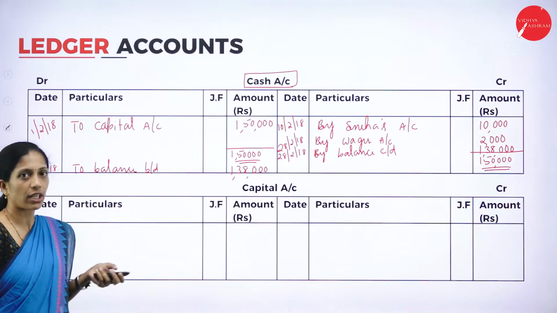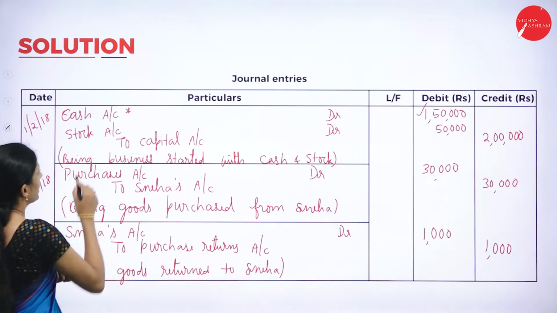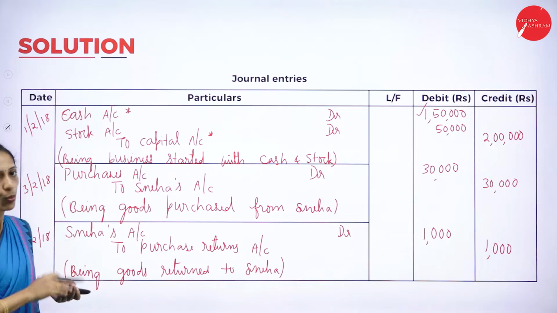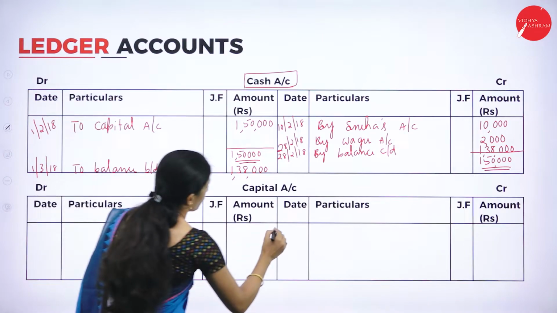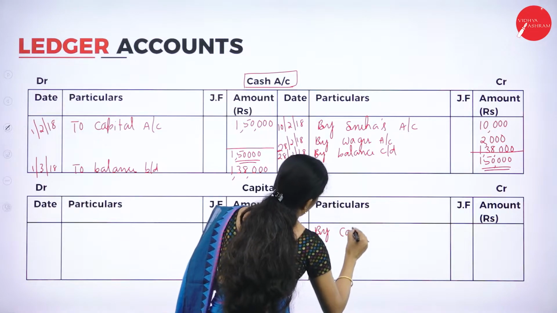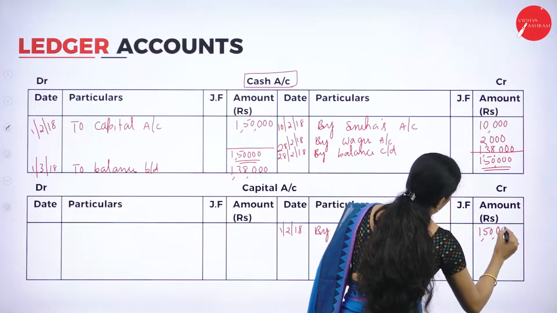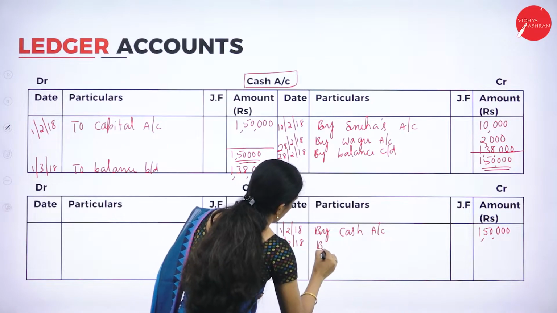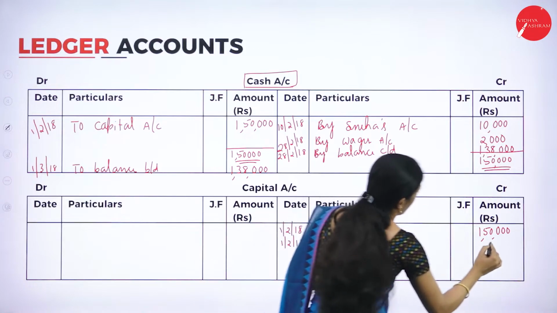So we are done with the cash account. Now prepare the capital account. Go through the journal entry and find out where there is capital. So here there is capital. So how do we write? By cash account 1,50,000, by stock account 50,000. So 1/2/2018 by cash account 1,50,000. And on the same date 1/2/2018 by stock account 50,000.